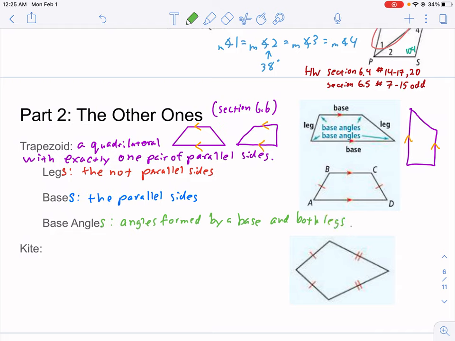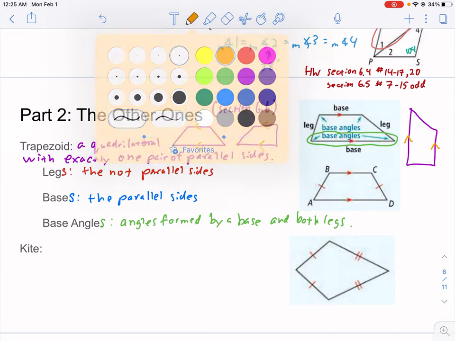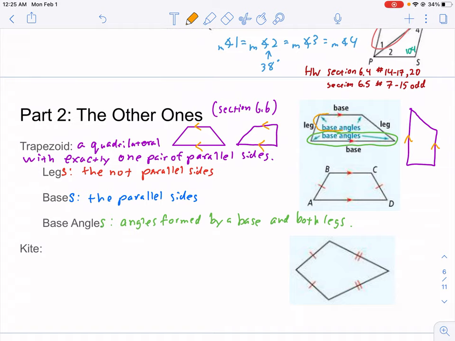Now I say angles formed by a base and both legs. This picture here has the correct information, but it might not be obvious what it means. What it's saying is that there's two different pairs of base angles. Those base angles can have special properties, but they usually have them as a pair.